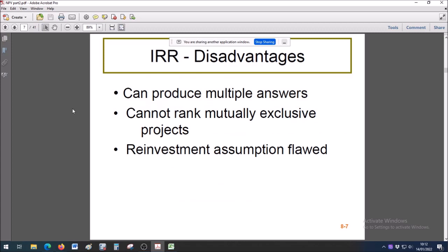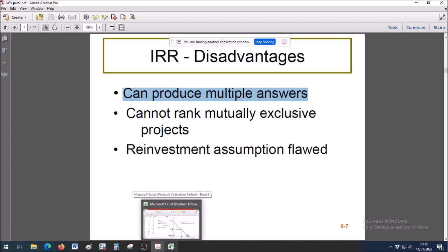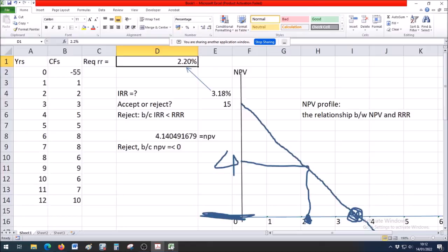Of course, there are some disadvantages. Sometimes ranking the projects conflicts with NPV. And the main disadvantage here is sometimes it just doesn't work. It produces multiple answers. So that brings us to the next subtopic: when can IRR produce multiple answers so it doesn't really work, and what can we do about that?